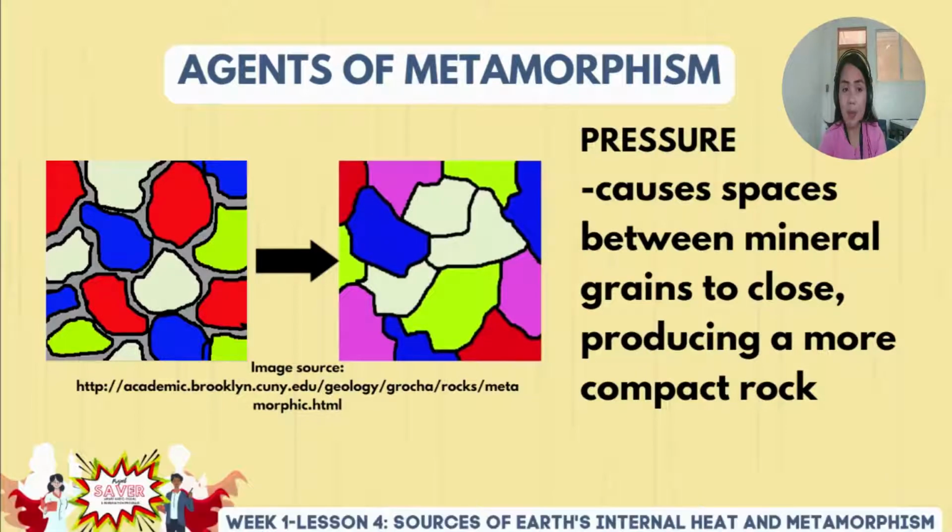Confining pressure causes the spaces between mineral grains to close, producing a more compact rock that has a greater density. Kung mapapansin natin sa figure na ito, noong una, medyo may space pa sa pagitan ng minerals sa rock na ito, pero pagkatapos ma-applyan ng pressure, nagdidikit-dikit na sila at wala ng space. So pressure causes the rocks to be more compact.